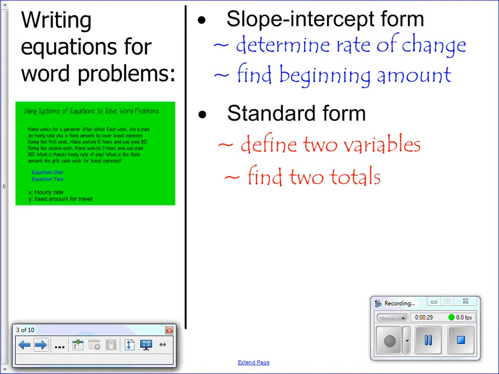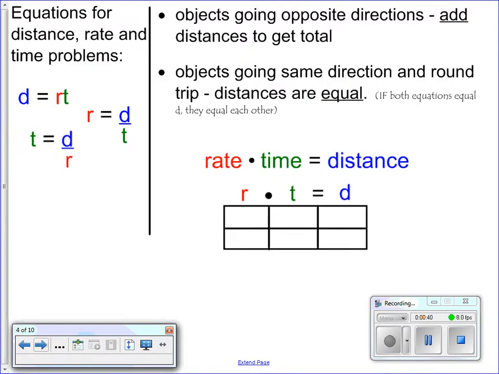Writing equations for word problems, you can start with slope-intercept form by determining the rate of change, and then find a beginning amount, or from standard form by defining the 2 variables and then the 2 totals. So equations for rate, distance, and time, that's d equals rt, distance equals rate times time. Objects going in opposite directions means you add the distances to get the total. Objects going in the same direction or round trip, the distances are equal, so set the equations equal to each other.